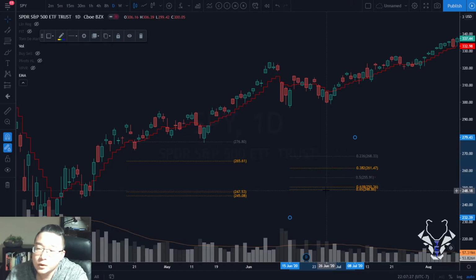Most cases we will see a bounce from here, if not from all the previous levels. This is the most crucial level to hold. Once we go past here, then the trend will most likely reverse.